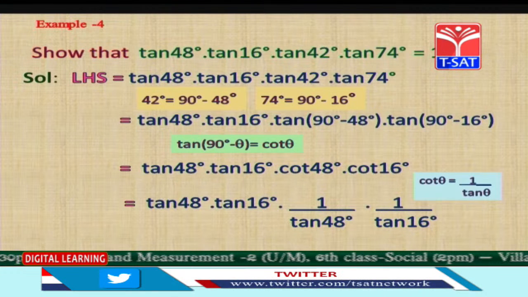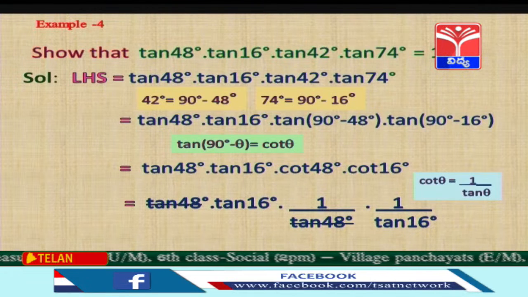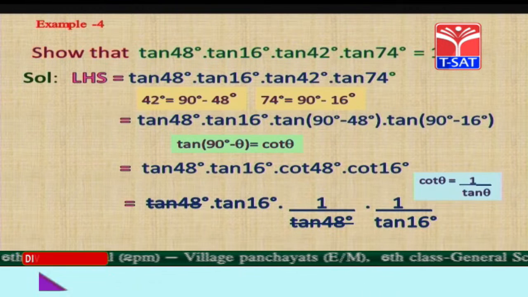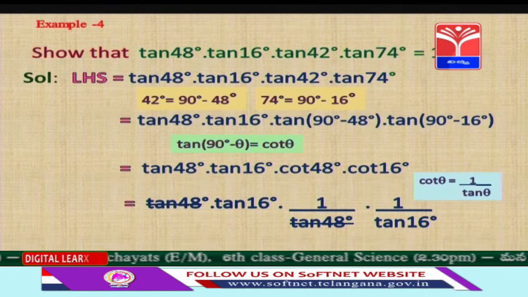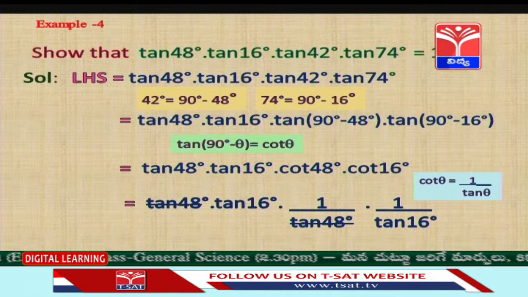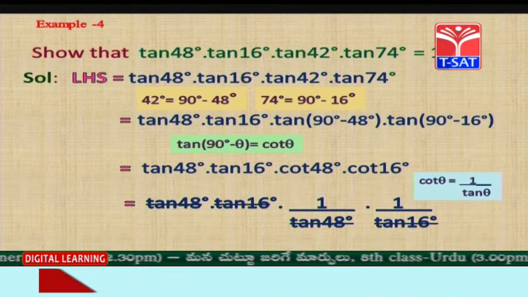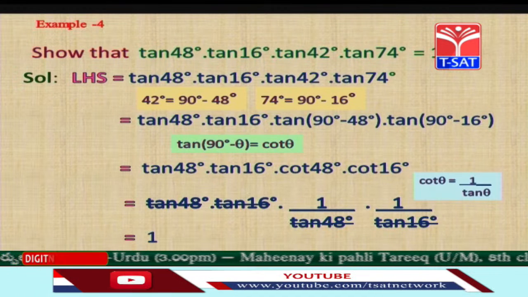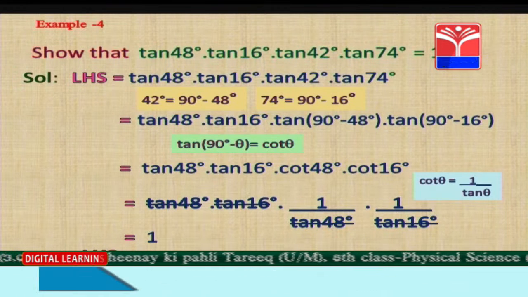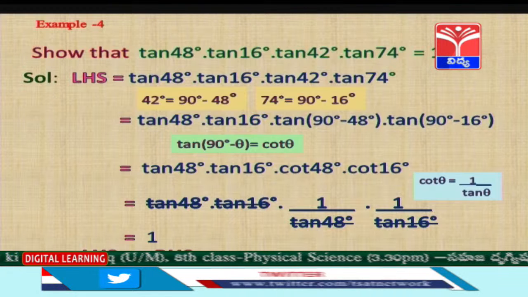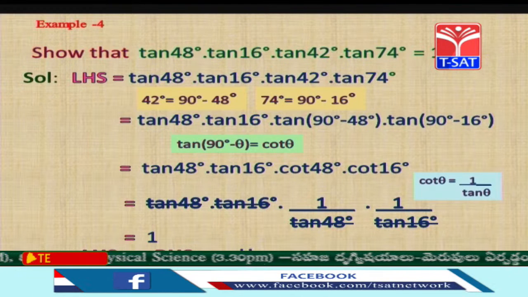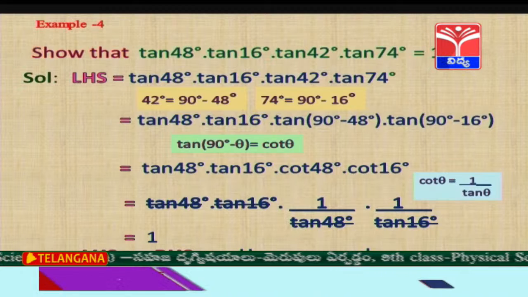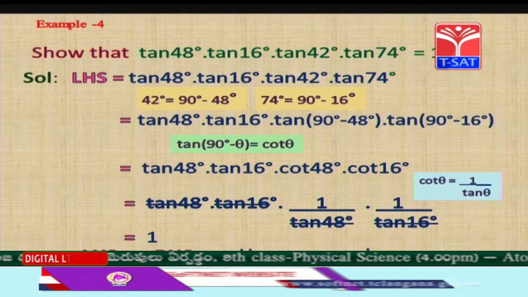Is there any chance for cancellation here? Yes, I can cancel tan 48 degrees up and down, that means both in the numerator and in the denominator. Similarly, I can cancel tan 16 degrees also. So, what are you left with? The answer is 1, that is nothing but RHS. So LHS is equal to RHS, hence proved. With this we will continue with one more example, children.